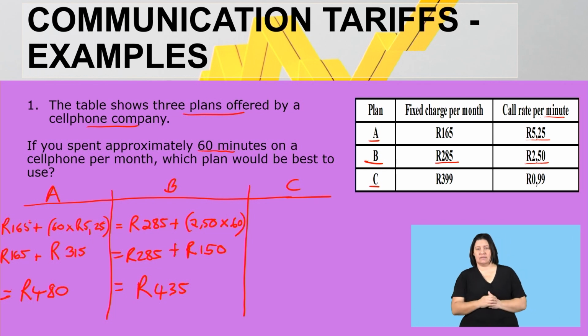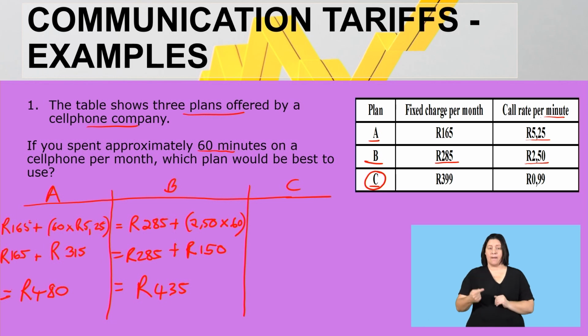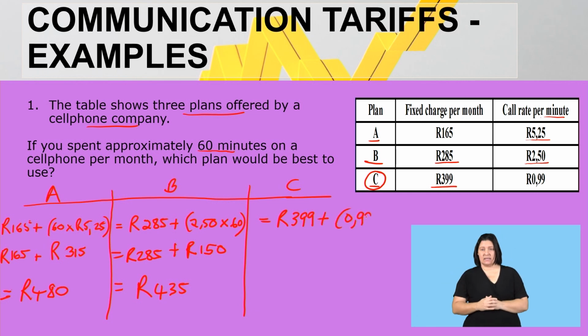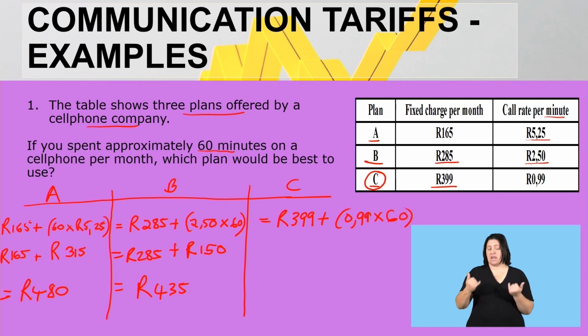Now I'll be looking at my last option here, or my last plan, which is plan C. Here, what is applicable? 399 Rand per month, plus a per call minute rate of 99 cents. So let's quickly write down. Our fixed cost is 399 Rand plus 99 cents multiplied by our 60 minutes. Okay, let's quickly calculate it.